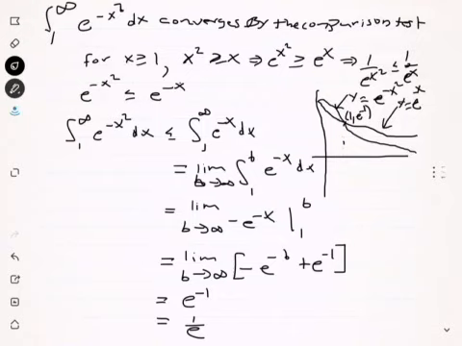This doesn't mean that the integral from 1 to infinity of e to the minus x squared converges to 1 over e. It converges to something smaller than that. We just don't know what it is, but we can still say that it converges.